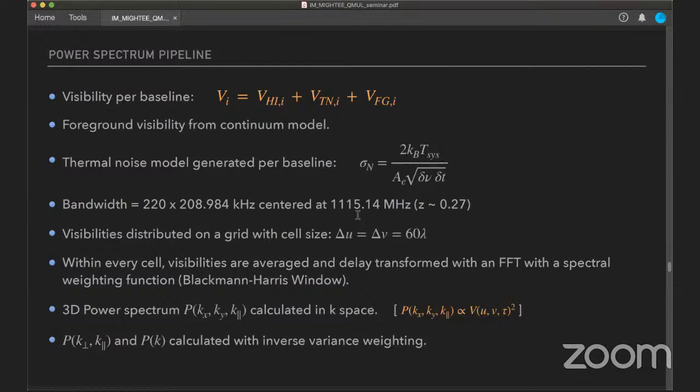After we have calculated the 3D power spectrum, we can calculate both the 2D and 1D power spectrum with inverse variance weighting. So those are the steps that we use in the power spectrum pipeline that I have just explained briefly here.